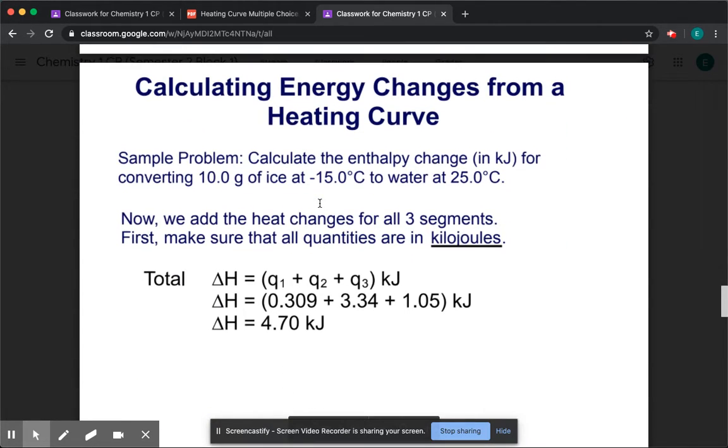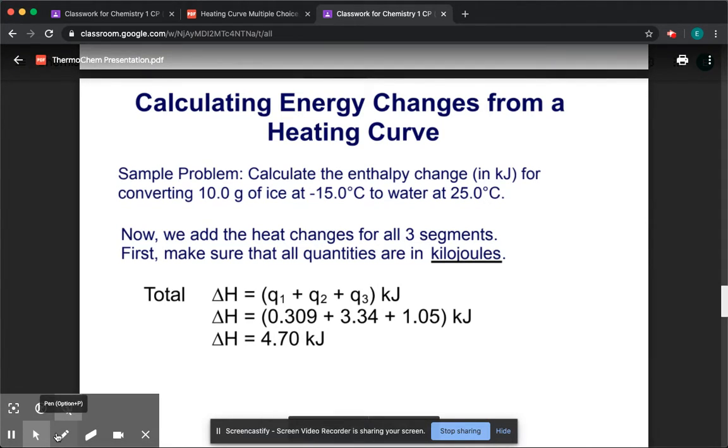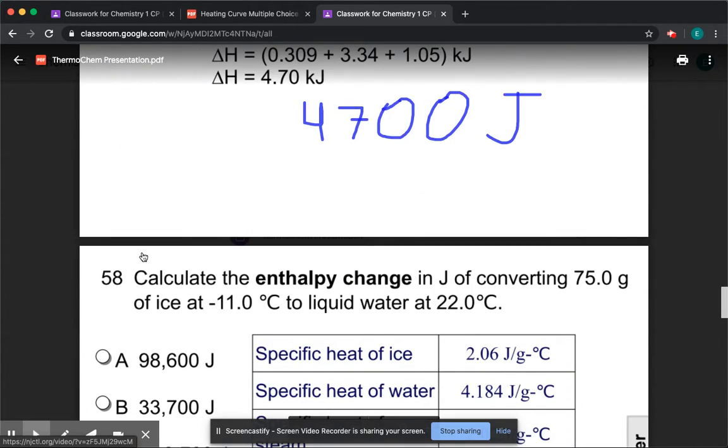You add everything up, and you get that your total change in enthalpy or your total change in energy is just the sum of all three, which comes out to be 4.7 kilojoules or 4,700 joules. Okay, that is how you do a heating curve calculation to see how much energy was required.